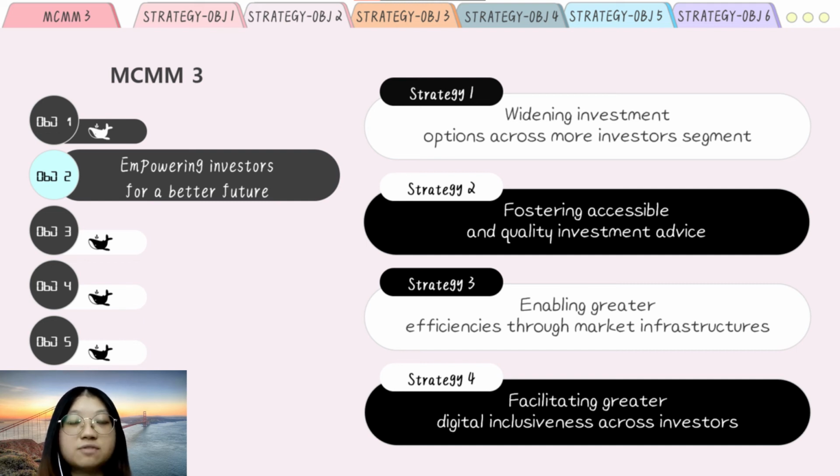The next strategy is fostering accessible and quality investment advice. For higher demand of customized suggestions, the SC will develop a roadmap together with market participants towards a more diverse investment advisory landscape in Malaysia. The third strategy here is enabling greater efficiencies through market infrastructures. With the growth of Malaysia's financial sectors, the SC is coordinating a feasibility study regarding the infrastructure requirements for Malaysia's financing sectors. Moving to the last strategy under Objective 2 is facilitating greater digital inclusiveness across investors.